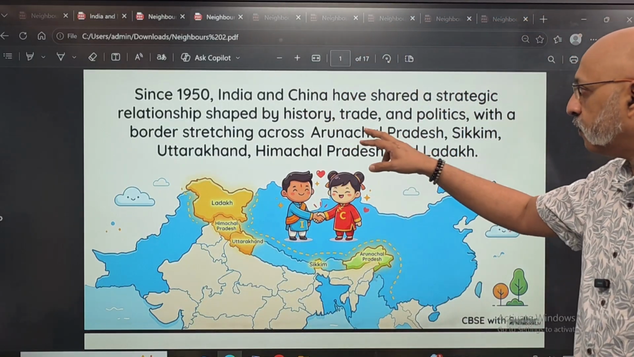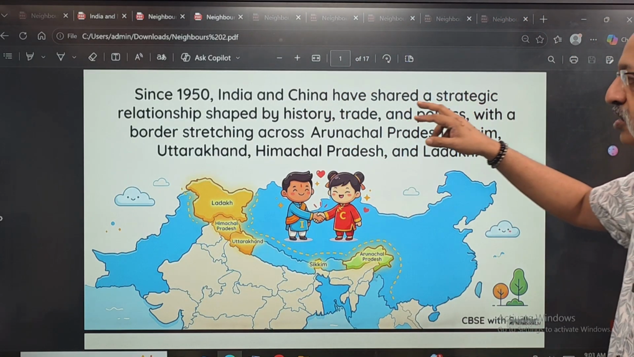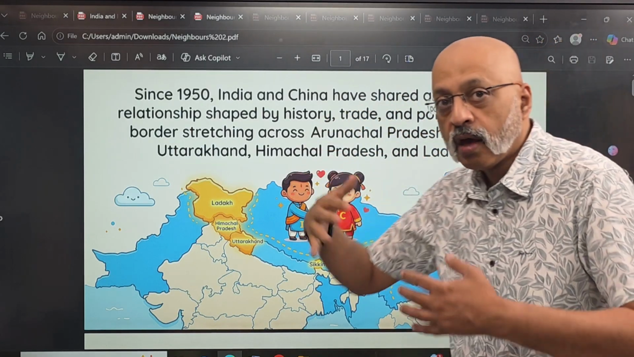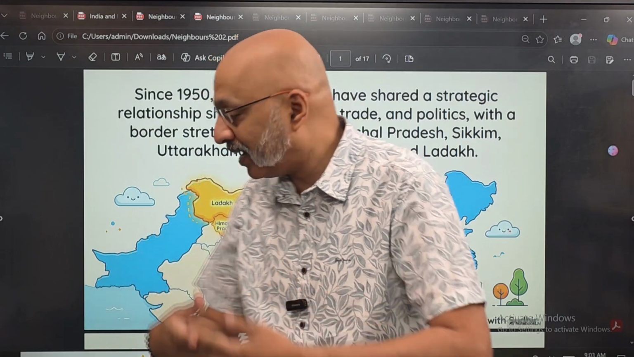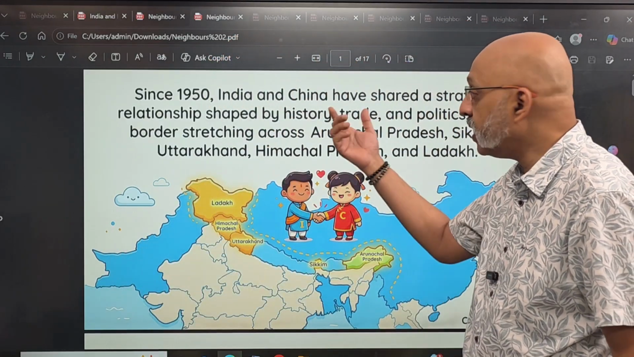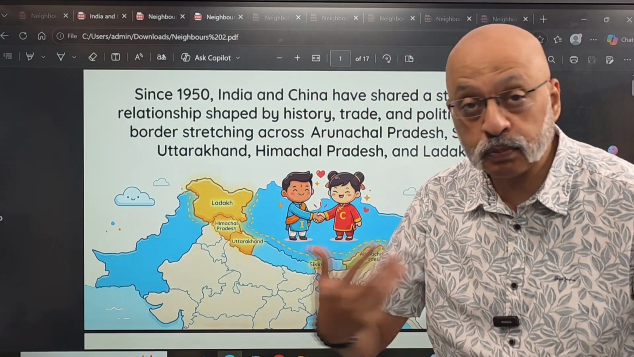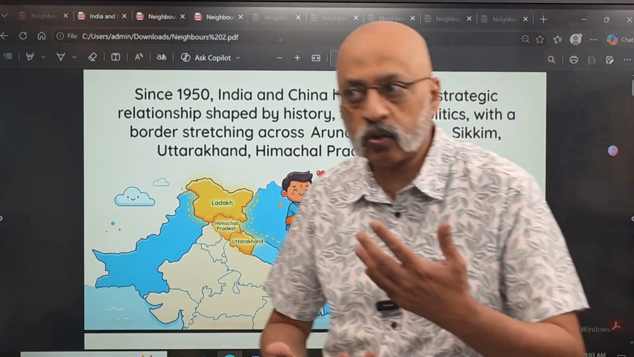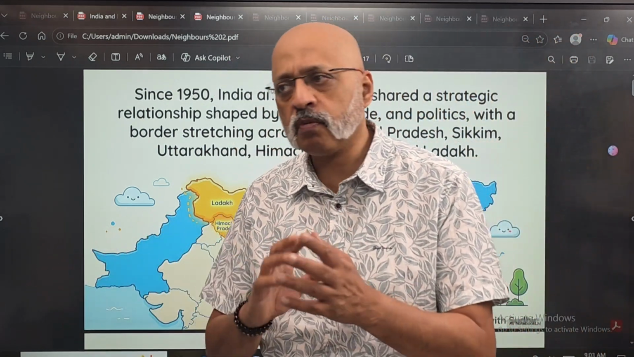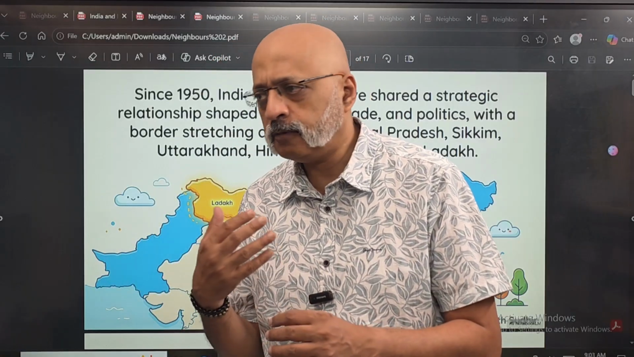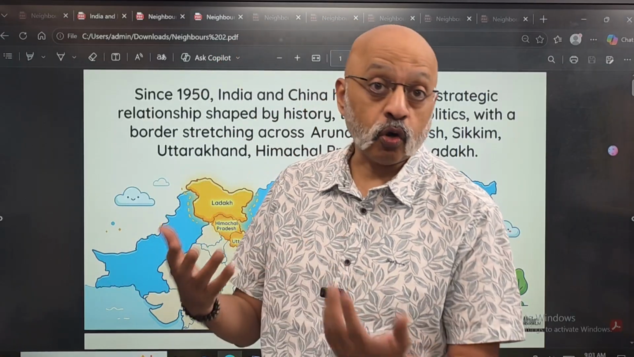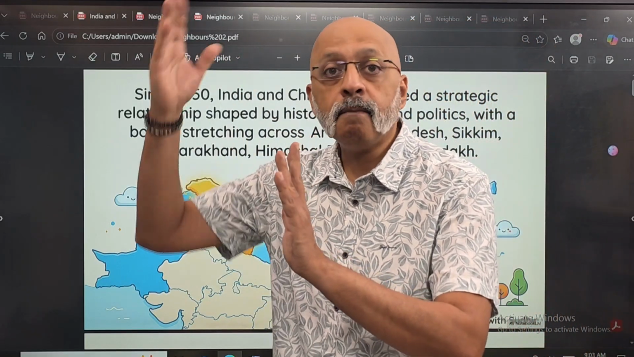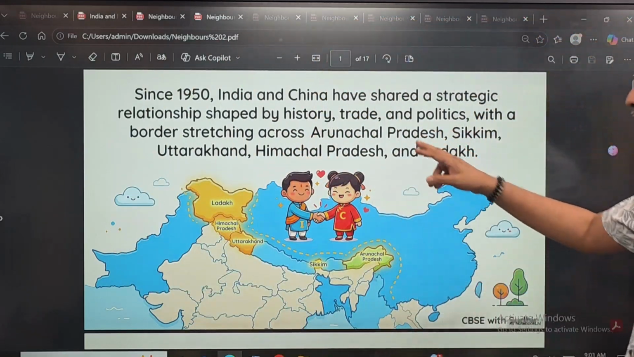Since 1950, India and China have shared a strategic relationship shaped by history, trade, and politics. History, because of a lot of the cultural exchanges that took place between India and China. Trade, there's a lot of trade and business that takes place between India and China. And politics, which has been marked by mutual doubts, sometimes a lot of mutual cooperation. So it has been a relationship that has seen many ups and downs.